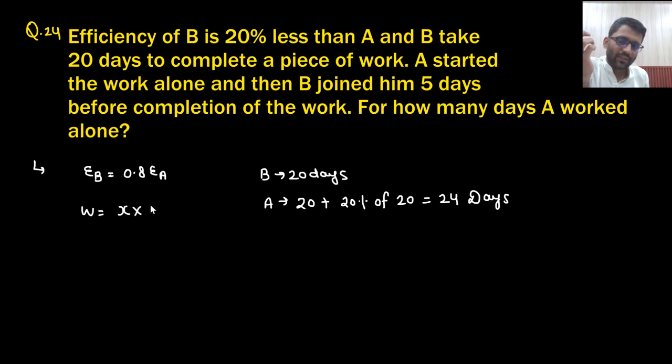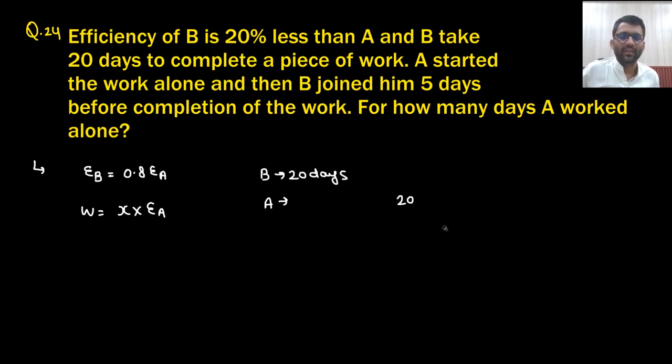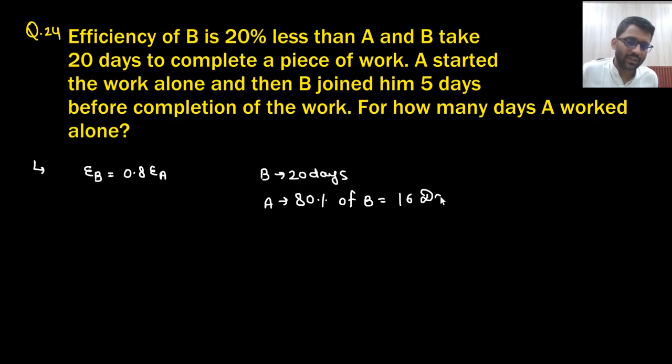For X days, if A is working with complete efficiency, basically B takes 20 days. Wait a second. Efficiency of B is less than A, and B takes 20 days to complete the work. So how many days will A take? 16 days only, 80% of B. That means A will take 16 days only.